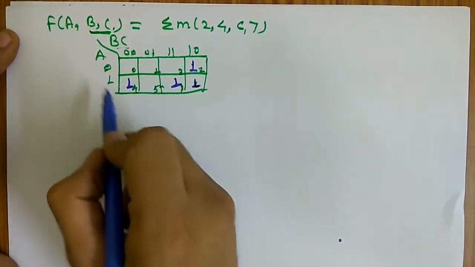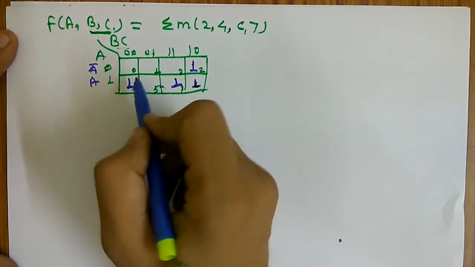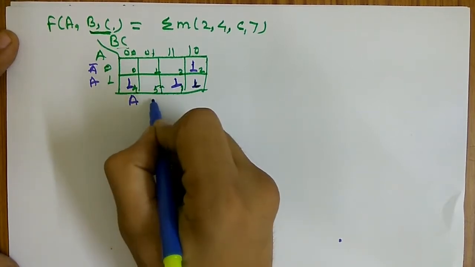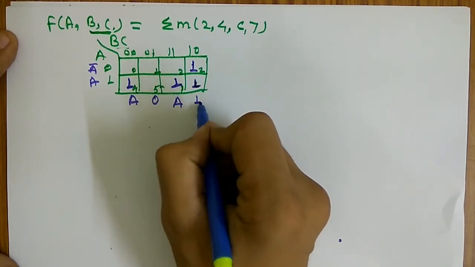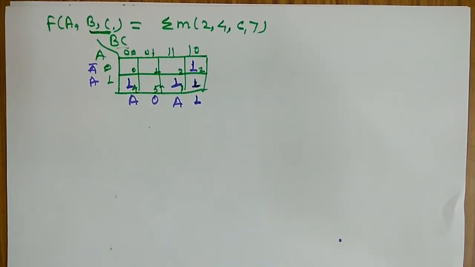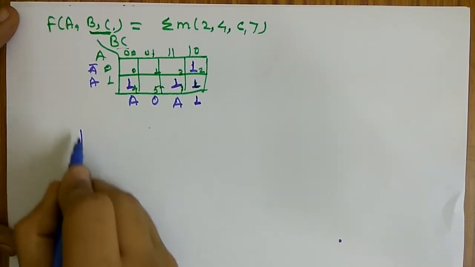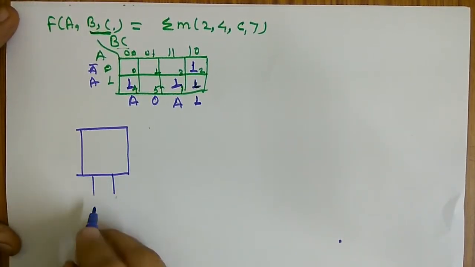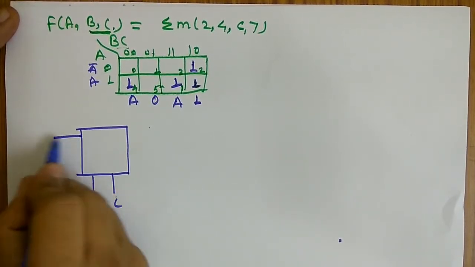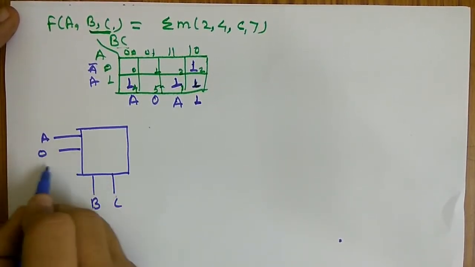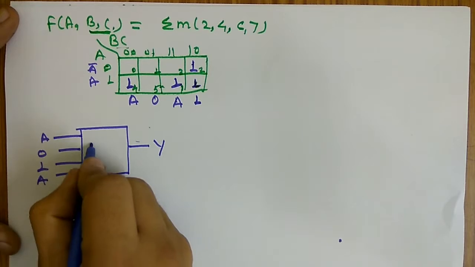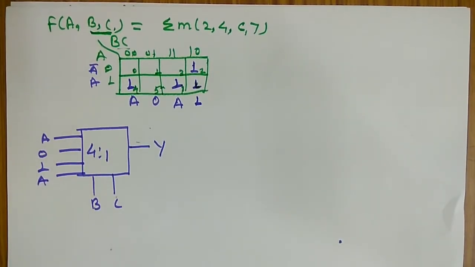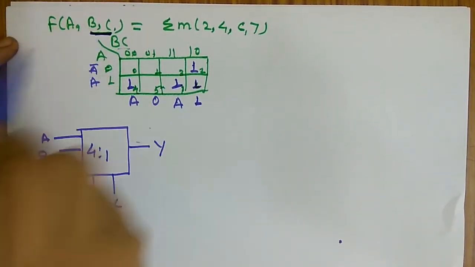Then what we have to do here, similarly A bar and A: this will be A, this will be 0, this will be A, this will be A plus A bar plus A, so 1. So you can implement it. This is the MUX, this is B and C. Here firstly A, then 0, then 1, then A. So this is 4 raised to 1. So we have implemented this one taking the select line as BC.